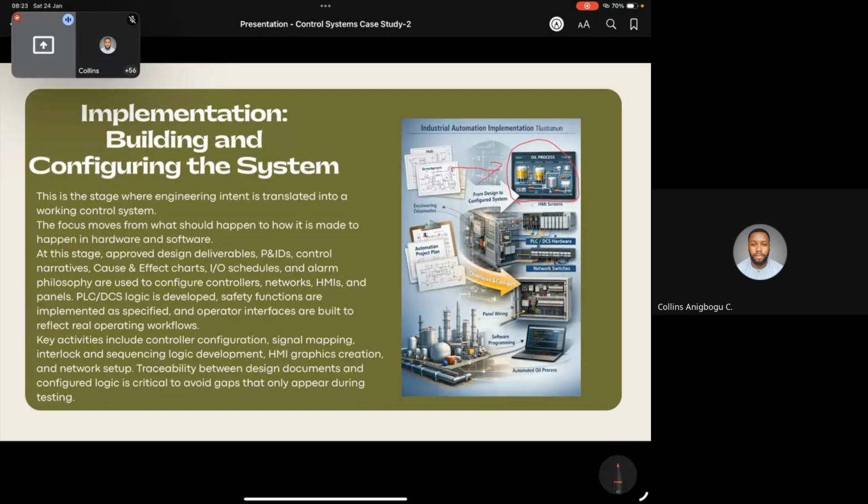You can see your PNID and all of those things. You construct, you build your panels, right? Your network switches and all the hardware. You do your wiring, right? You write your programs, you do your configuration and everything, right? So you get all of that done, and then you move into a stage called FAT.